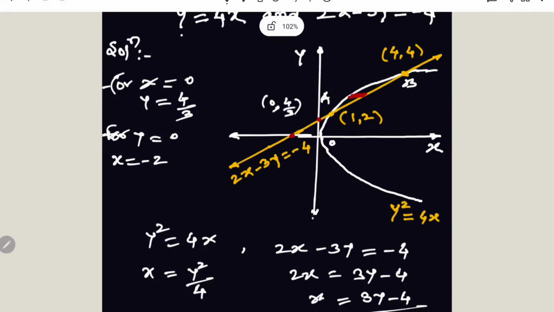Therefore, the first point of intersection is 1, 2. When y is 2, we get x as 1. And the second point of intersection is when y is 4, we get x as 4. Therefore, these are the points of intersection of the two curves. Okay. Then we have to shade the region between these two curves. I will shade that region.